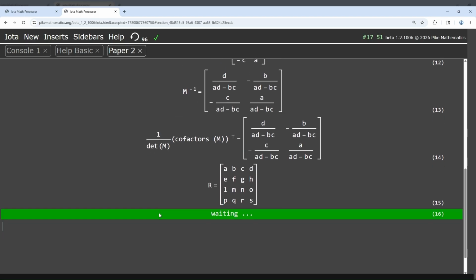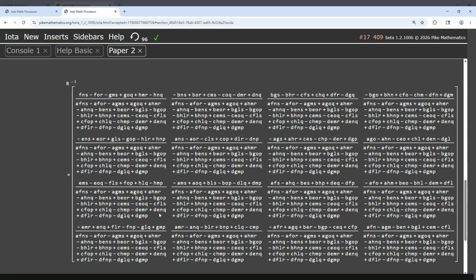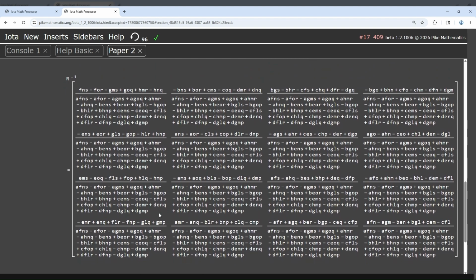There we go. Even for the software, it takes a little while, and you'll see why shortly. There you go. That is the inverse of R, of a 4 by 4 matrix. That's a lot of work if you want to do that one by yourself. That's where we think Iota offers a lot of advantage, and we hope you try out these functions and agree with us.